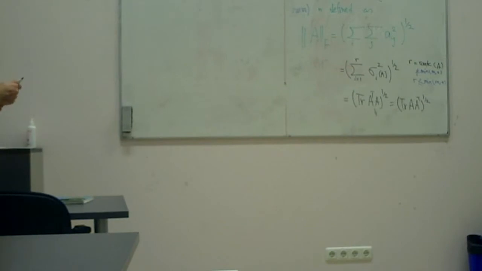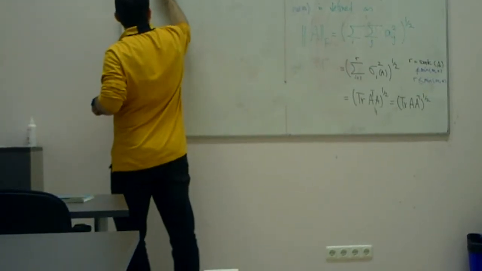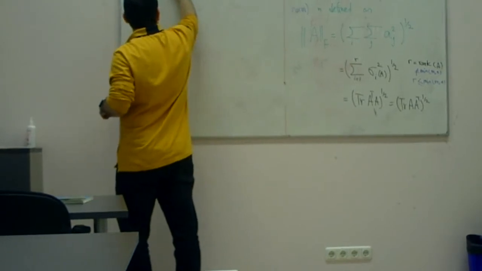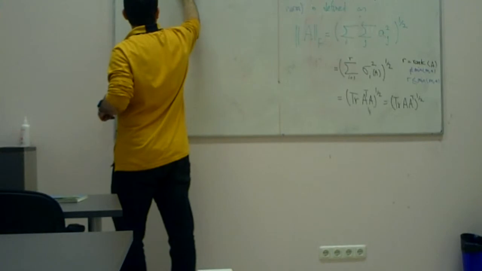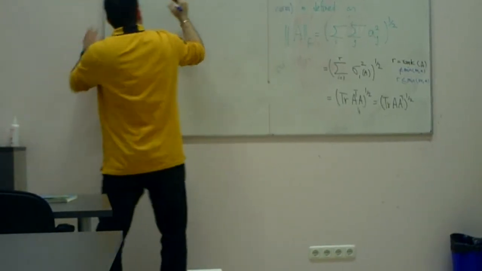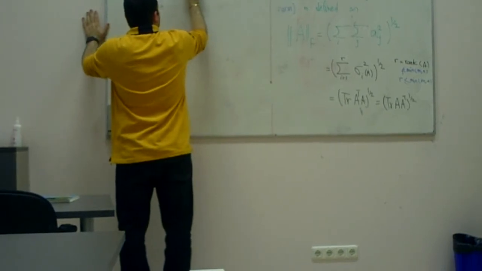So the P norm is defined as, similar to vector notation wise, the maximum of the norm P of A x over the norm P of x, where x is not 0.